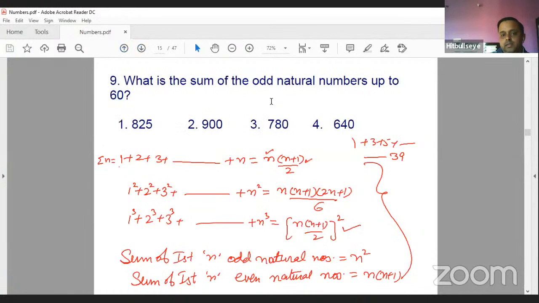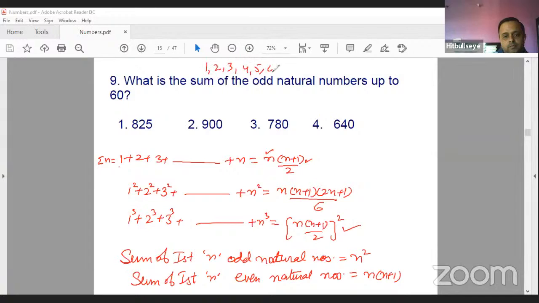Now, based on this, answer this question, please. And I expect an answer from everyone now. Sum of the odd natural numbers up to 60. Good, Sunny. So how many odd numbers are there up to 60? Up to 60, how many odd natural numbers are there?